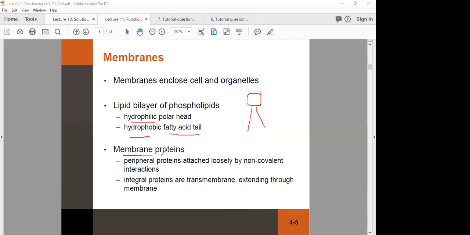Membranes are primarily composed of phospholipids, but they also have lots of proteins attached to them or embedded within them. Those proteins are broadly classified into two groups: the peripheral membrane proteins, which are attached very loosely by non-covalent interactions, and the integral membrane proteins. Many of these integral proteins are transmembrane. That is, they extend right through the lipid bilayer of the membrane from one side to the other side. And we'll see this on the next slide.